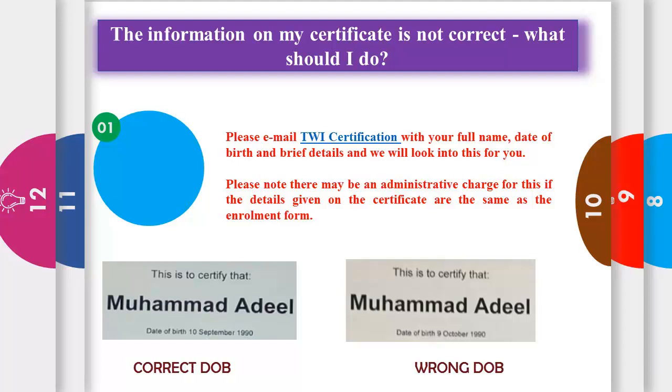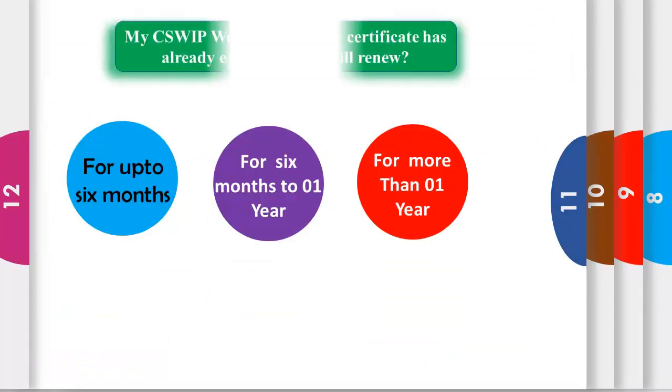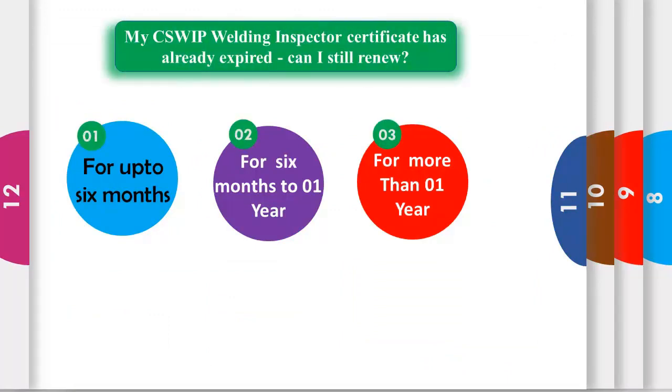The next question is, my CSWIP Welding Inspector certificate has already expired. Can I still renew? This depends on the length of time that has passed since your expiry date. For up to 6 months past the certificate expiry date, you may be able to renew, however, you will be required to pay late renewal fees.